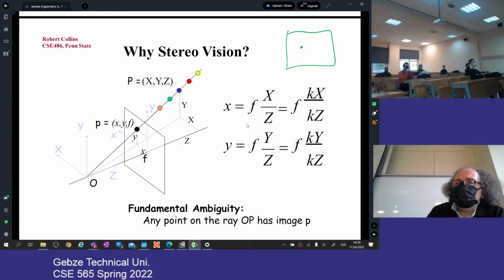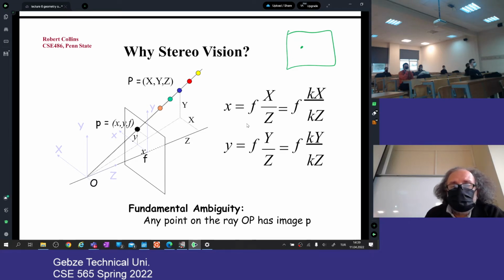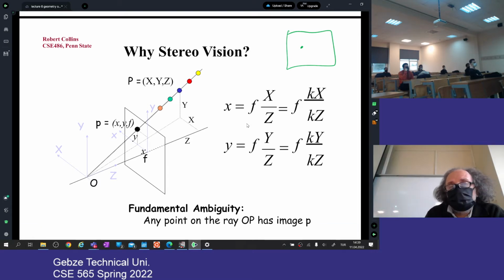But if I multiply x and z with the same number, I'm getting exactly the same x, y, right? So that means infinitely many points on this line will project to the same point. This is expected because I am projecting a 3D world to a 2D image, and I have to lose something going from a 3-dimensional world to a 2-dimensional world. I am losing the depth of all those points by doing this projection.